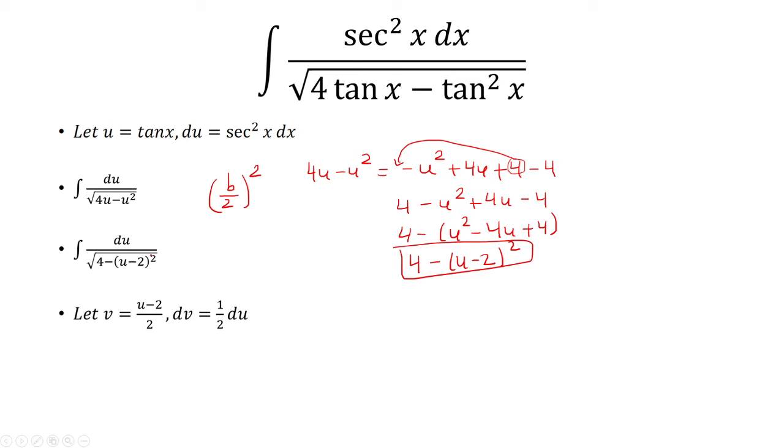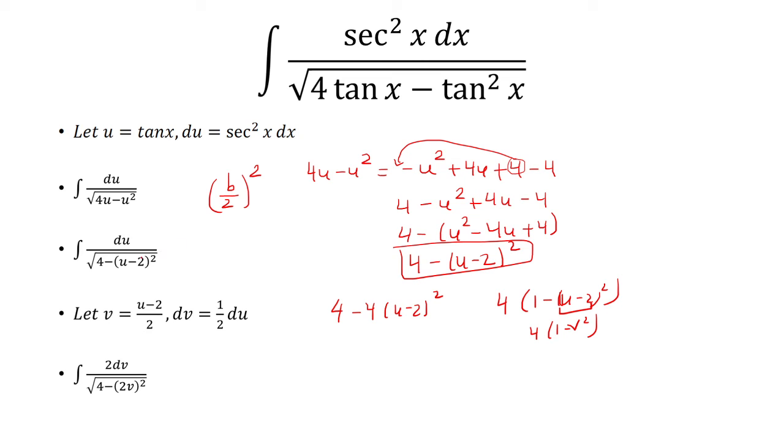And now we're going to let v be u minus 2 over 2, so then dv will be 1/2 du. And the reason behind this is I would love to have a 4 in front of the u minus 2 squared. Because if I had a 4 in front of the u minus 2 squared, I can factor out a 4, and I'll just have 1 minus u minus 2 over 2 squared, which will just end up having this be v. So it'll just be 4 times the quantity 1 minus v squared. And this is a lot easier to find the antiderivative of, as you'll see.